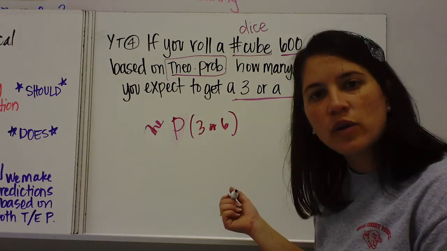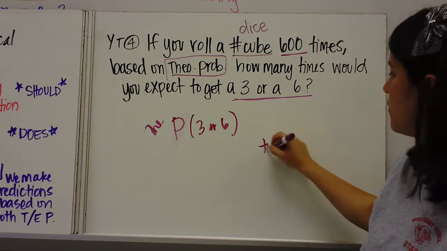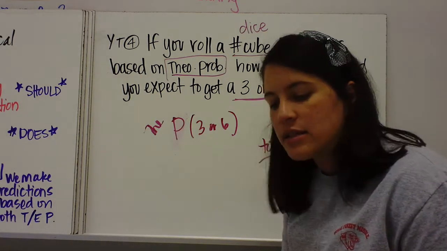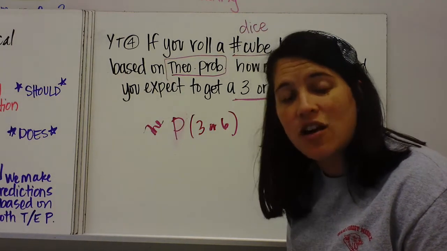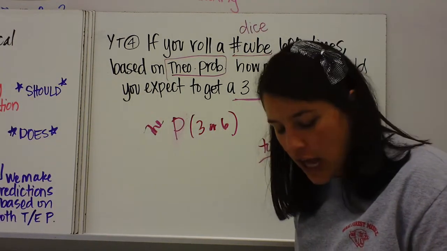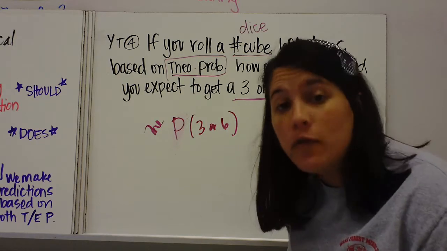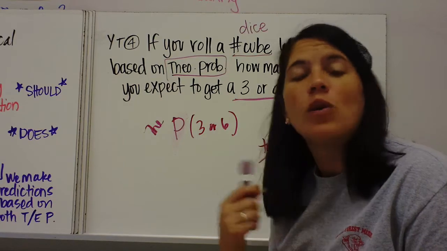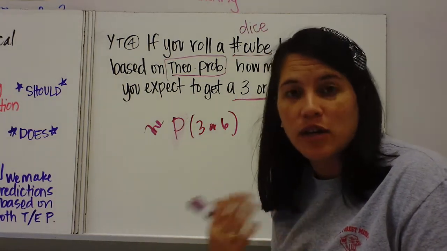So what we'll do is we will go over this answer tomorrow. And we will practice making predictions based on experimental probability and theoretical probability. And hopefully we'll have enough time to do experiments. So we'll make a prediction and then we'll do the experiment and we'll see if we're correct.